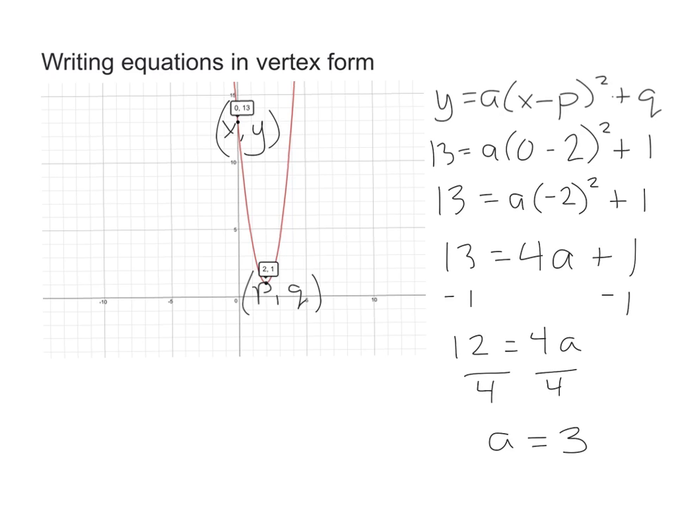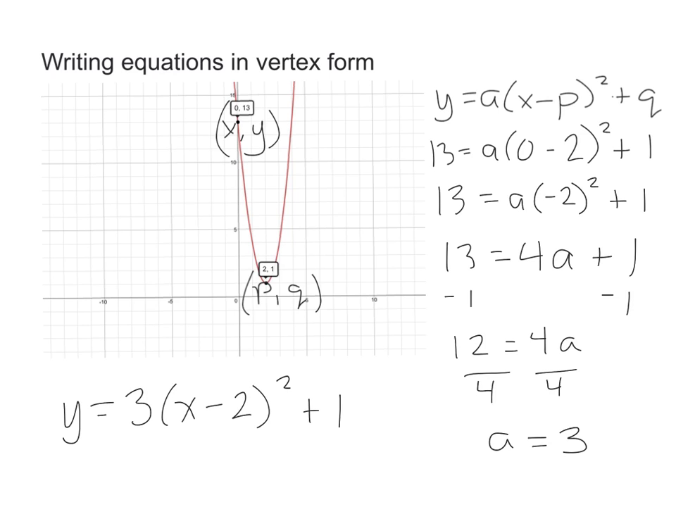So the guess was 2. That was pretty close. The sign was right and it was a number bigger than 1. So good guess. Now I need to write the equation. When I write the equation, x and y have to stay as x and y. So I'm going to write it like this. y equals, but I'll fill in a as 3. x stays as an x, but p and q and a all get filled in. So y equals 3 times (x minus 2) squared plus 1.